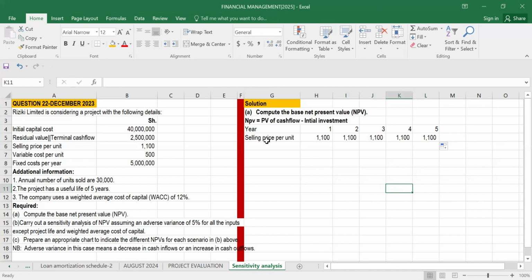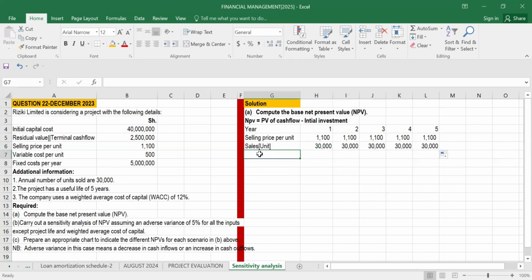The other variable we also have here is the number of units to be sold. The annual number of units to be sold, or you can just refer to this as the sales in units. Because for us to compute the sales, or basically the revenue of this company, we must have the selling price per unit and we multiply that with the number of units to be sold. In this case, we are told 30,000, and equally, this will remain the same in the next 5 years.